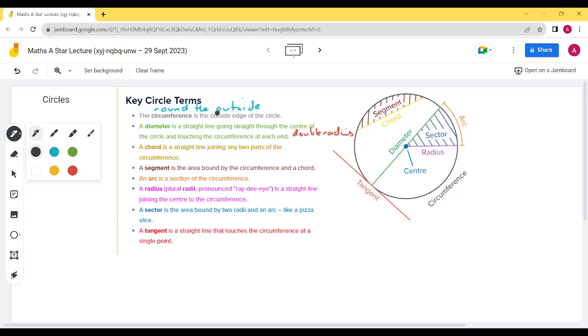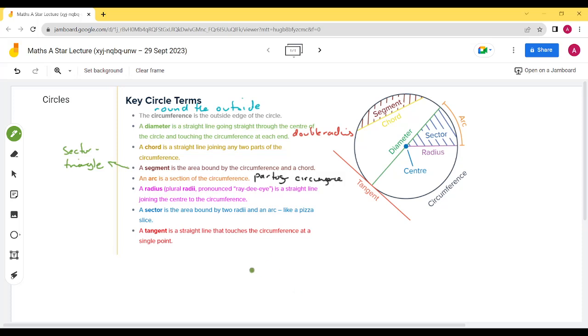An arc is a part of the circumference. It's not the full circumference, but a part of it. So if you need to work it out, you work out the circumference, then work out the part. And a segment in effect is a sector minus a triangle, but we'll see that when we come to it with an example later on.